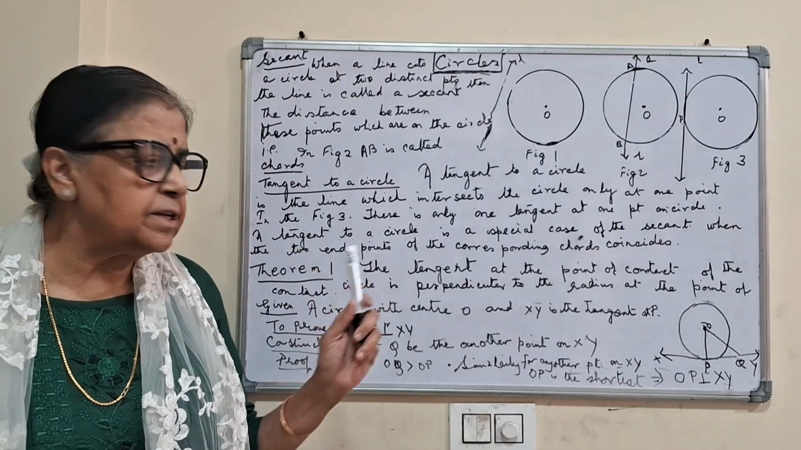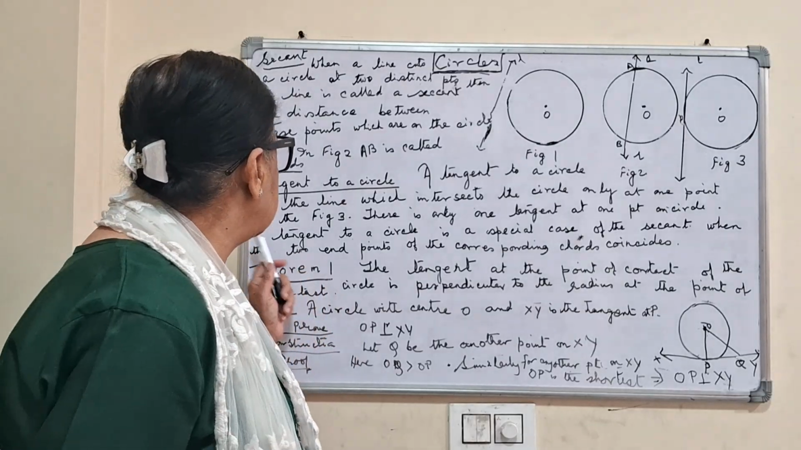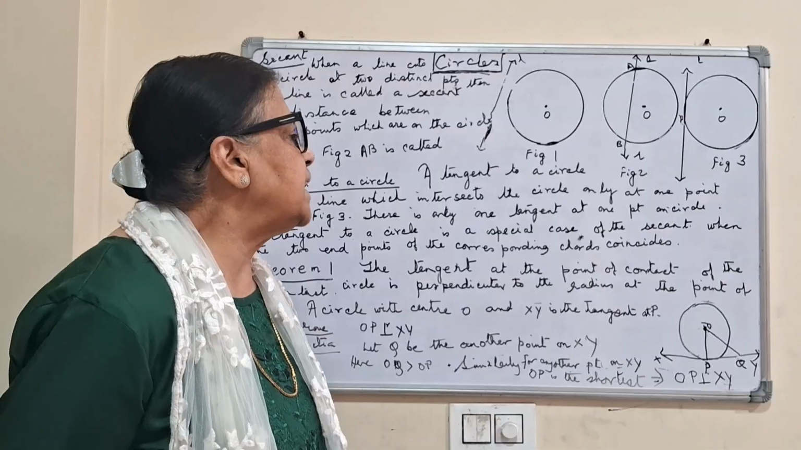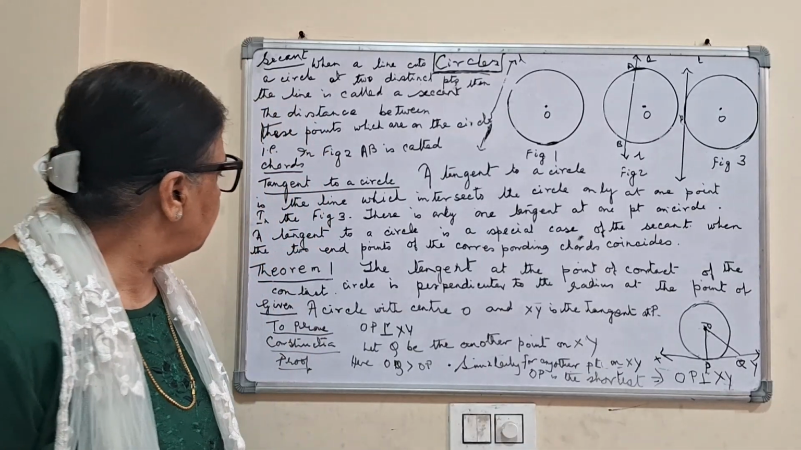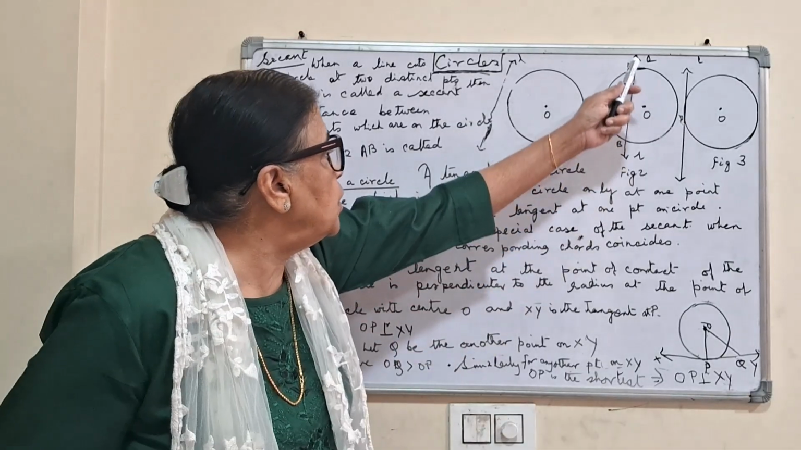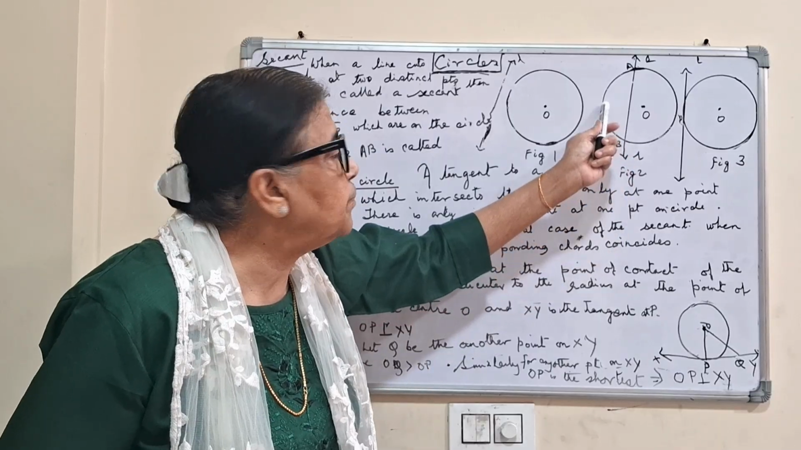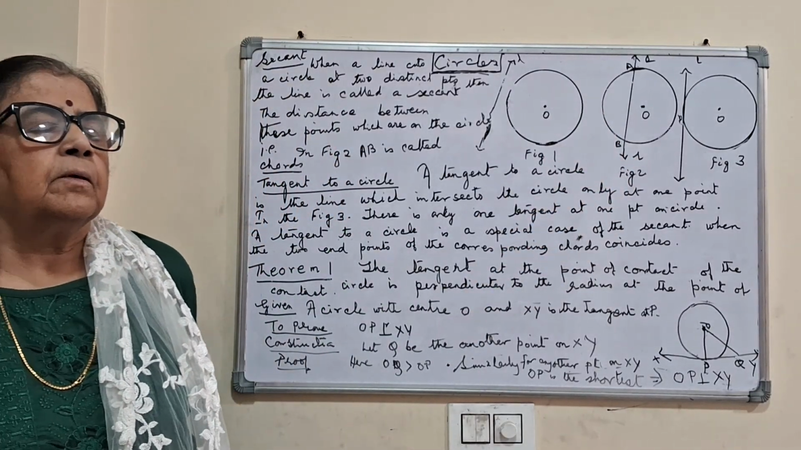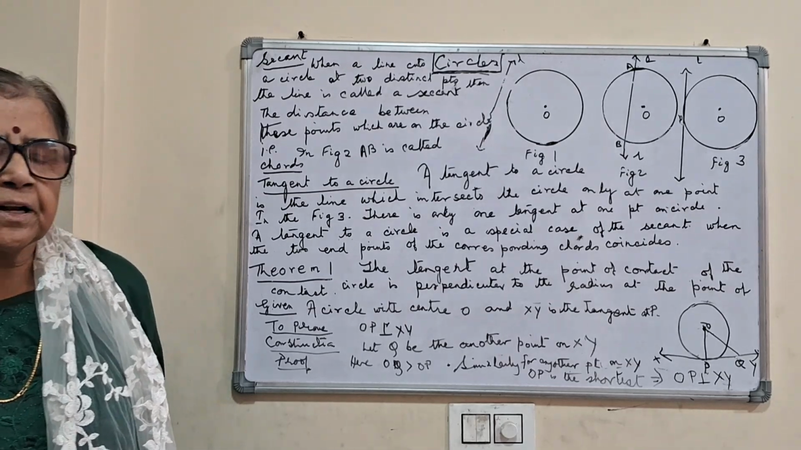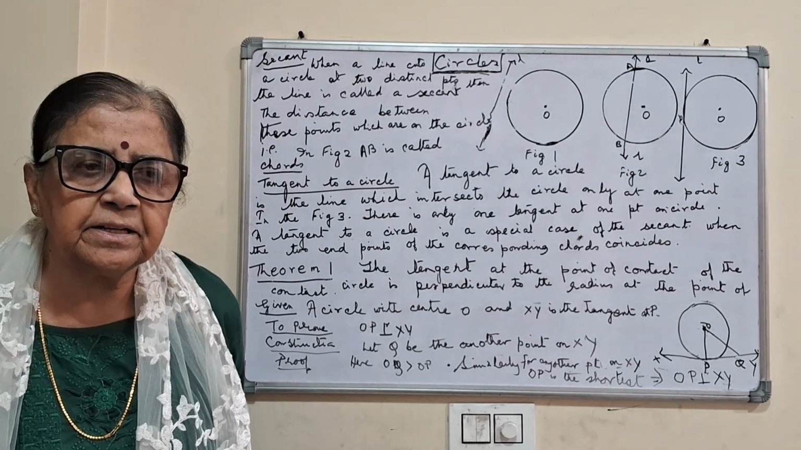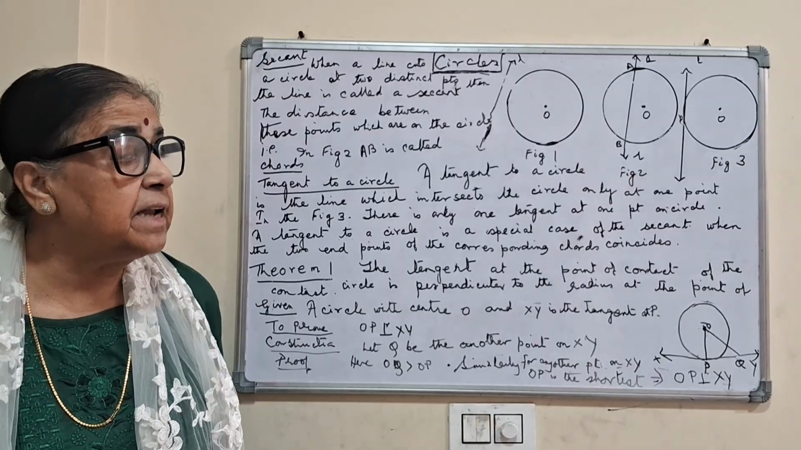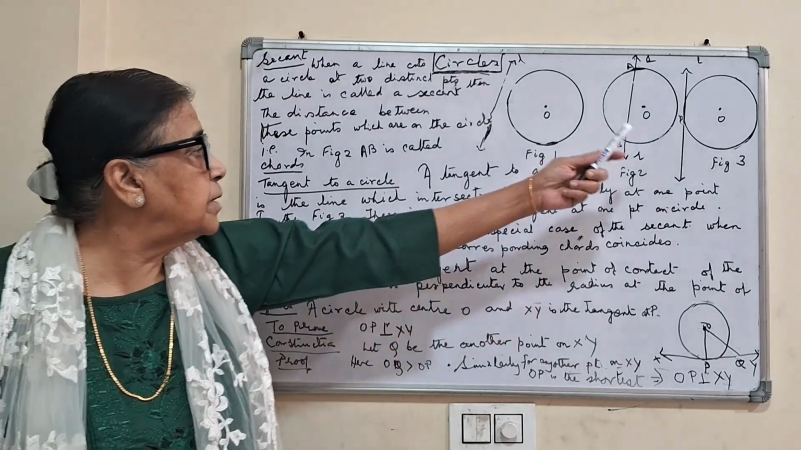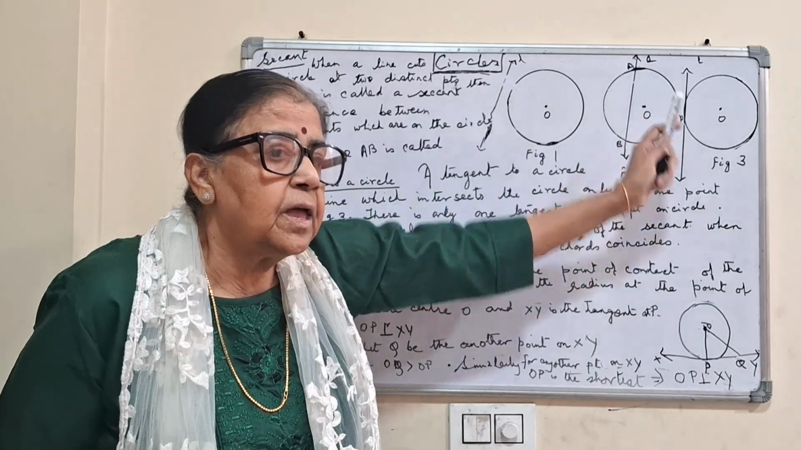A tangent is a special case of the secant, when the two endpoints A and B coincide. That means the distance between the circumference and the tangent at that point is 0. It becomes 0.